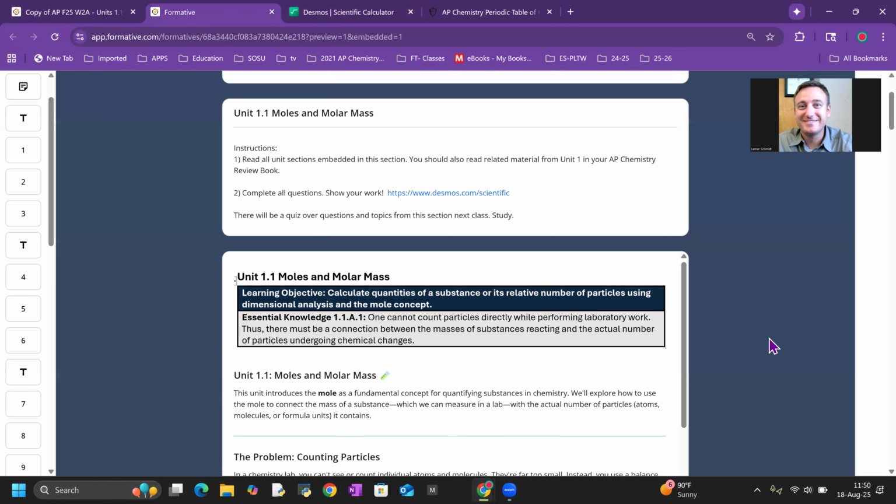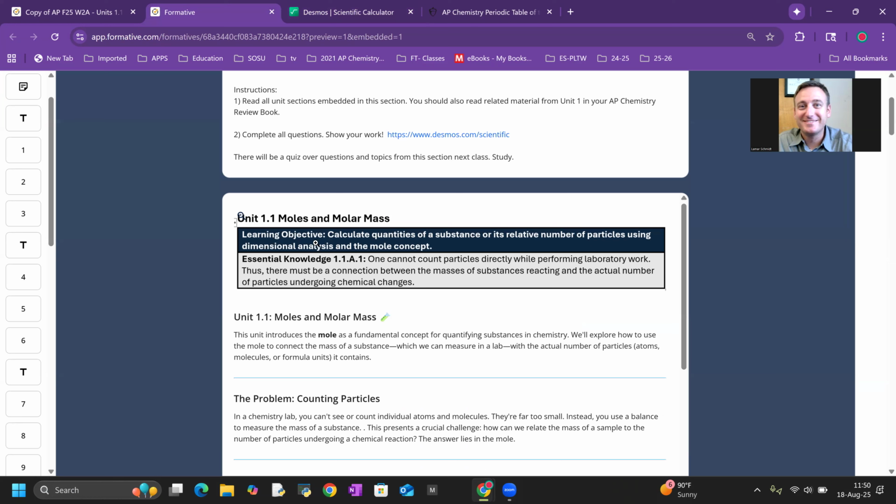All right, so on this unit 1.1, it's going over moles and molar mass. You should be able to calculate quantities and its relative number of particles using dimensional analysis and the mole concept. We remember that the mole is a unit for counting, and sometimes particles cannot be counted directly while performing laboratory work. So we have to make a connection between mass and the actual number of particles undergoing chemical changes.